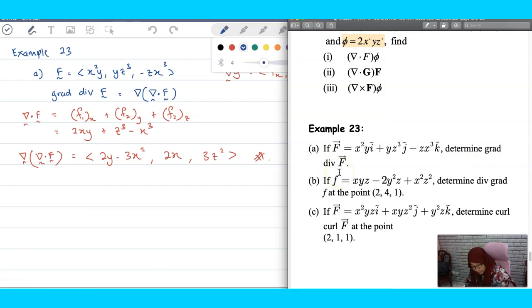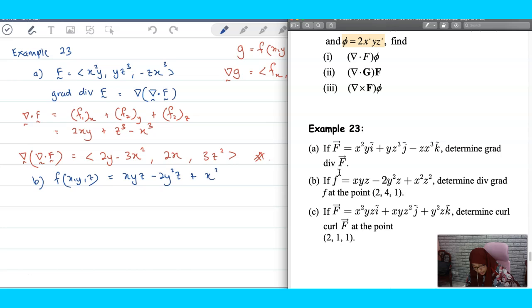Okay, so now question b. What we have here, you are given a scalar function in terms of x, y, z, where the function is xyz minus 2y squared z plus x squared z squared. So the question is to determine div grad f. Okay, what is the formula? Divergence. So, grad dot of the gradient f.